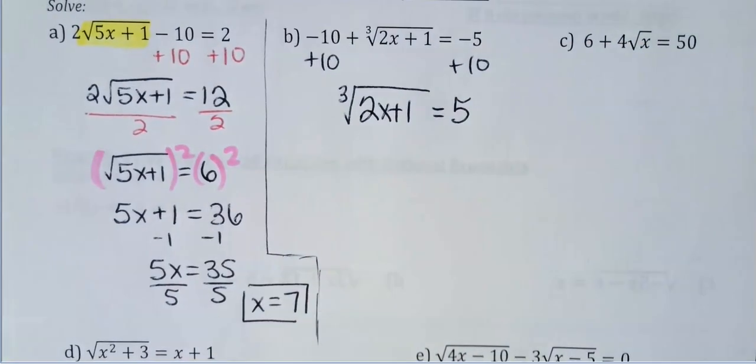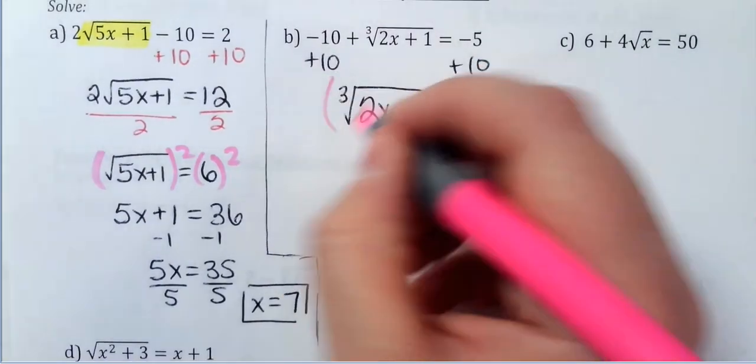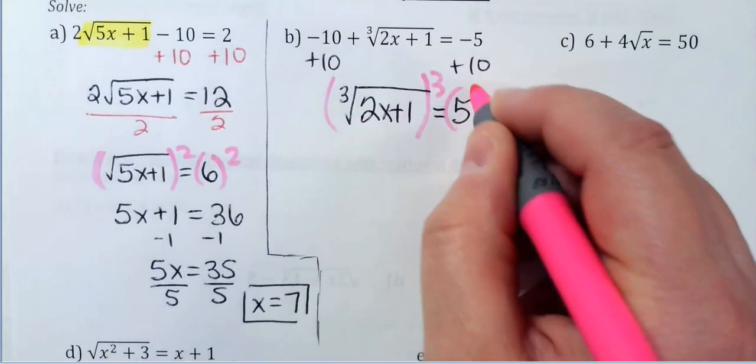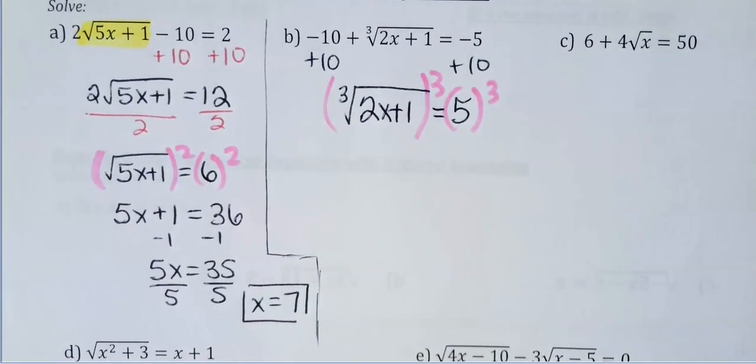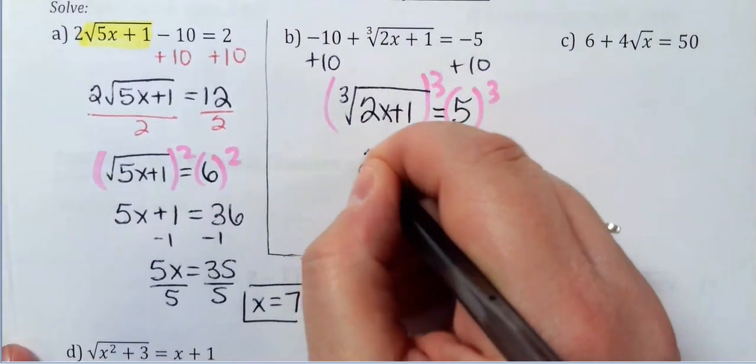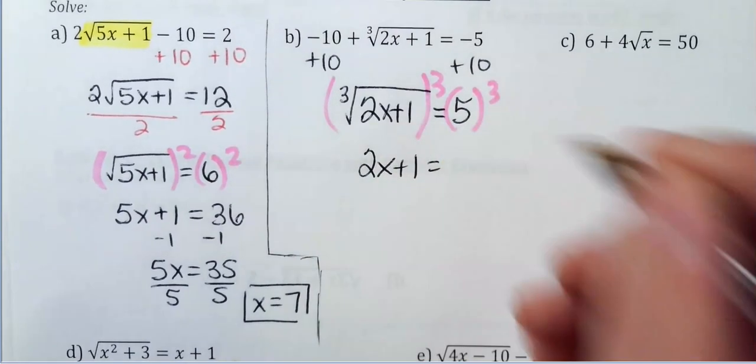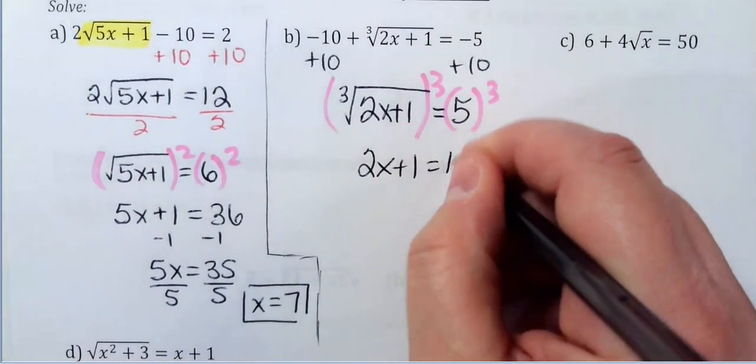Now, both sides, since I have a cube root, you just do both sides to the third power. Again, don't add or subtract things out from underneath a radical. They are stuck under that radical. You got to cancel the radical out before you can move anything else. So this is just going to stay 2x plus 1. 5 to the third, 125.